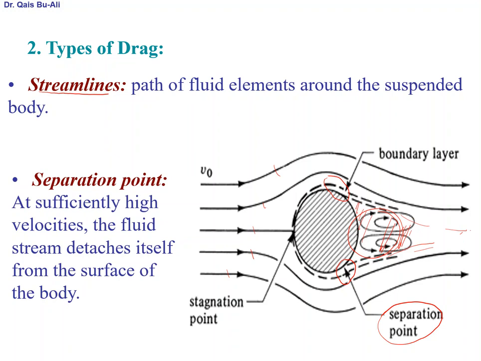The streamlines show the direction of the flow. And the other one, the stagnation point, is the point where the fluid velocity is equal to 0, and the boundary layer will start to develop.